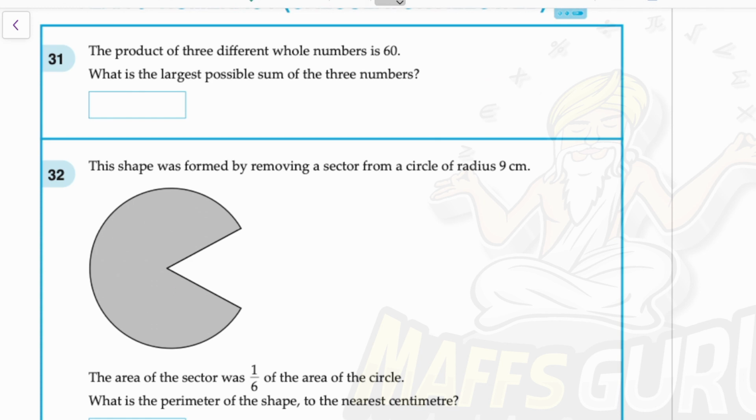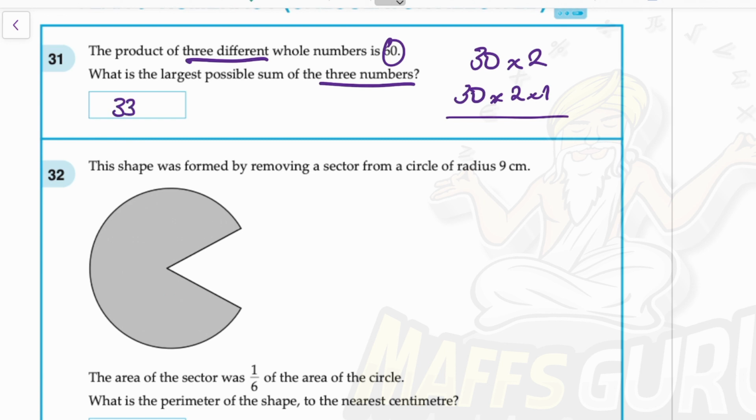Basically, long story short, the answer to this question revolves around the fact that probably the largest divisor that goes in there is 30 times 2. And because we want 3 numbers that are all different, we can split that into 30 times 2 times 1. When we add those together, we get 33. Now again, with that question, the best I can come up with is trial and error.